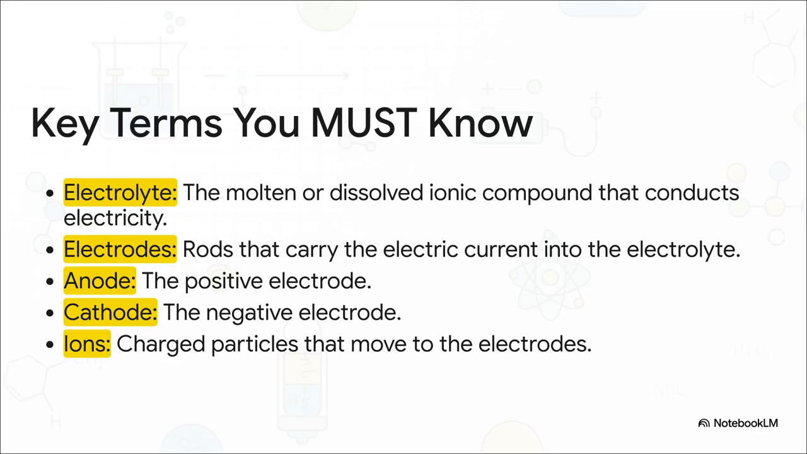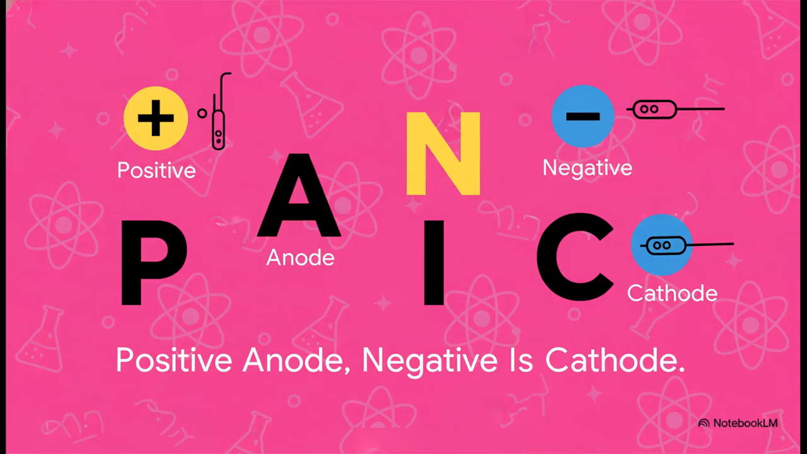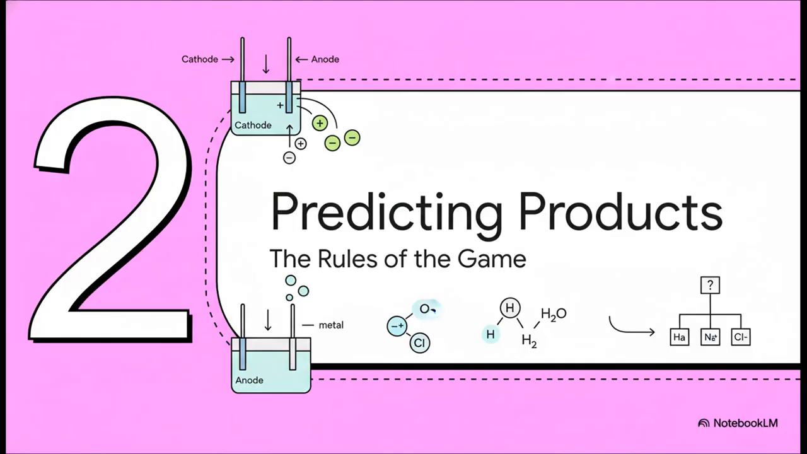The electrodes are the rods we stick into the electrolyte, and they're where all the action, all the splitting up, really happens. Now, it is super easy to mix up the electrodes, but listen, here's a little trick that will guarantee you never lose a mark on this again. Just remember the word PANIC. Positive anode, negative is cathode. Simple, effective, done.